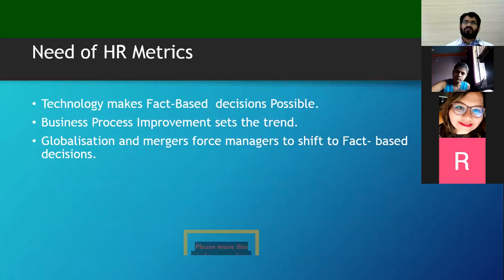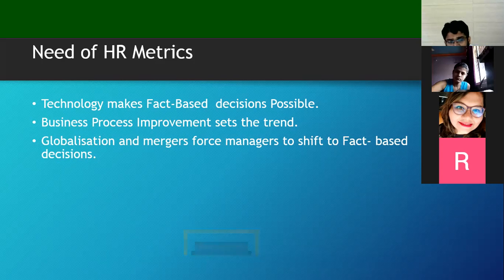Then, why is this HR metric really required? What is the need of HR metrics? First, technology makes fact-based decisions possible. Initially, especially with HR, people used to take decisions on the basis of their experience and intuitions. It was a judgmental decision, which was more subjective. Because of that, many a time wrong decisions were taken.